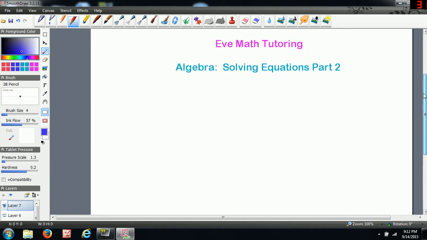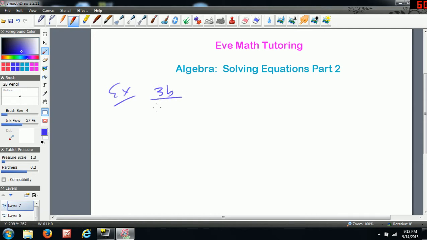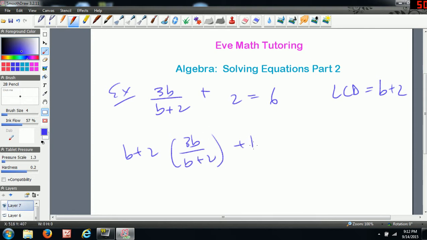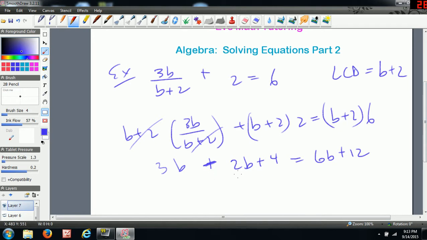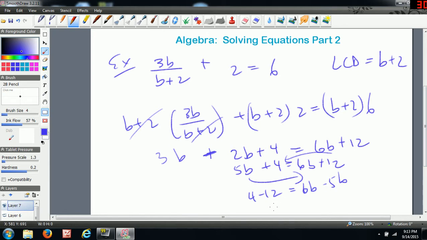We'll try a few more examples. This one, the lowest common denominator is b plus 2. So over here we get 4 minus 12, which is negative 8 equals b. That's our final answer.